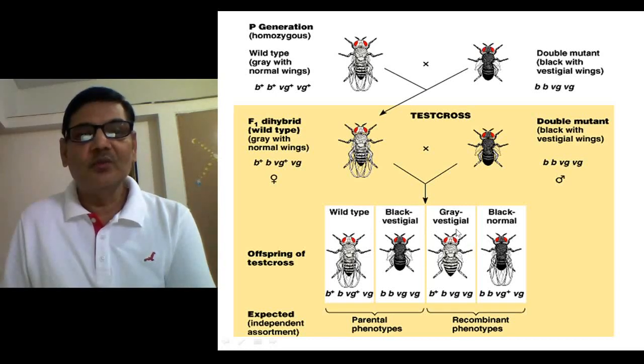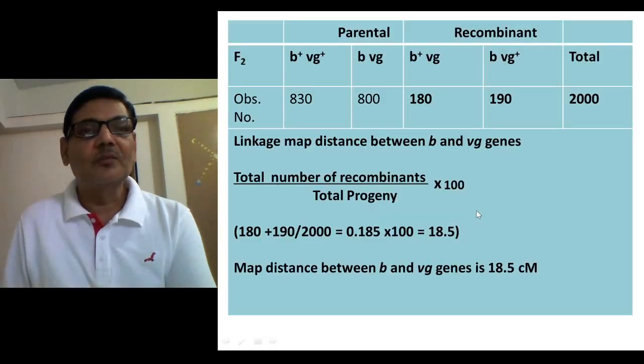Now we can know what is the difference between these two genes, that is B and Vg, and that we can know by calculating crossing over. So what we will be doing is, the percentage of crossing over can be known by considering the total number of recombinant flies. All those flies which are recombinants, their number will be considered, and that number will be divided by the total number of progeny observed, and the product will be multiplied by 100. So this will give us the idea about crossing over between B and Vg alleles.